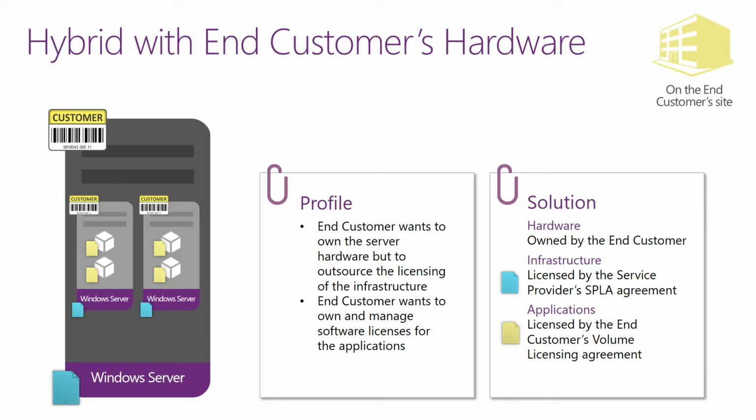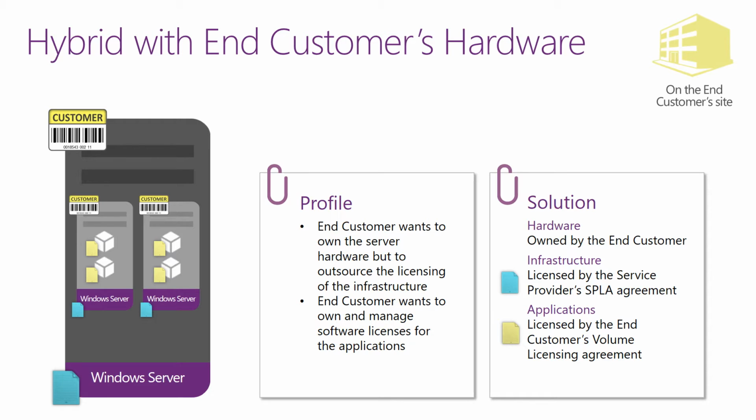You can see we have the hardware owned by the end customer, and that's shown by the asset tag. And you can see virtual machines running on that server. And because the virtual machines also have the end customer's asset tag, you can see that this server is completely dedicated to the end customer's use. Then you can see licenses assigned to cover the infrastructure, shown by Windows Server, and licenses assigned to cover the applications running in the virtual machines.